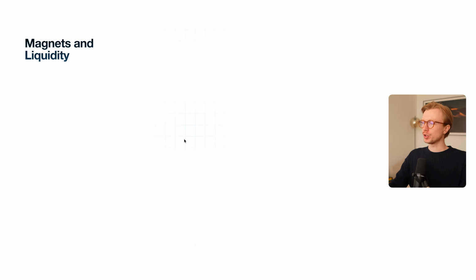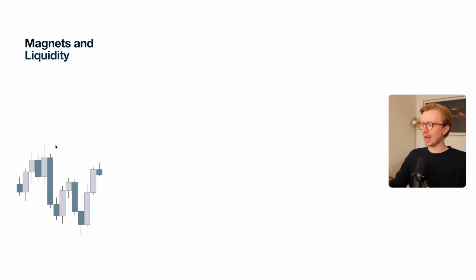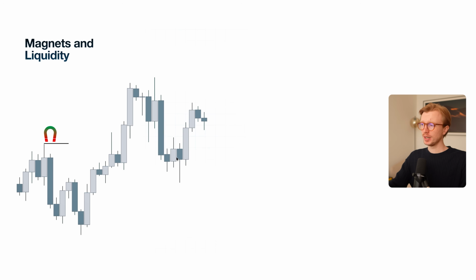Okay, moving on. So magnets and liquidity. If we, for example, have this intermediate high right there that acts as a magnet, that's what we can move towards. That's our next target right there. Now, if we continue higher, eventually we will also have this intermediate high right there. That is also, again, a magnet. That's what we can move towards. It's that target, the next likely target right there.